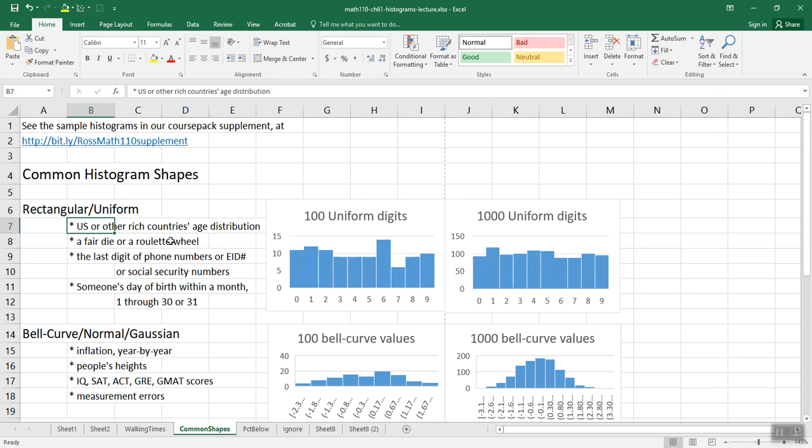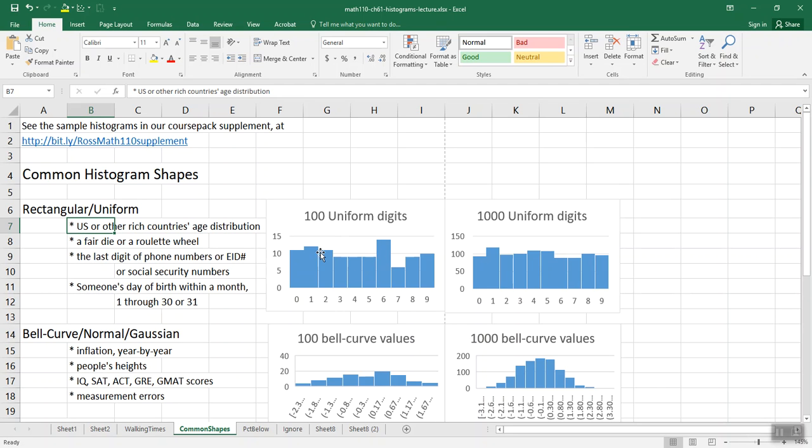Or if you're in a casino, a roulette wheel should give you equal probability of getting each number. The last digit of most serial numbers, like phone numbers or social security numbers or driver's license numbers, is equally likely to be any digit between 0 and 9. Someone's birthday, like were you born on the 13th of the month or the 27th or whatever, that's fairly uniform within the number 0 to 30.